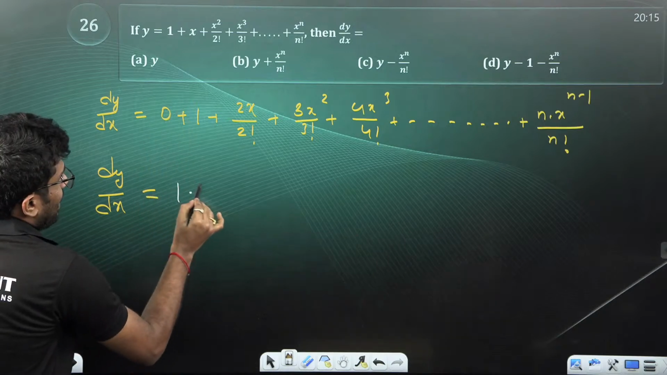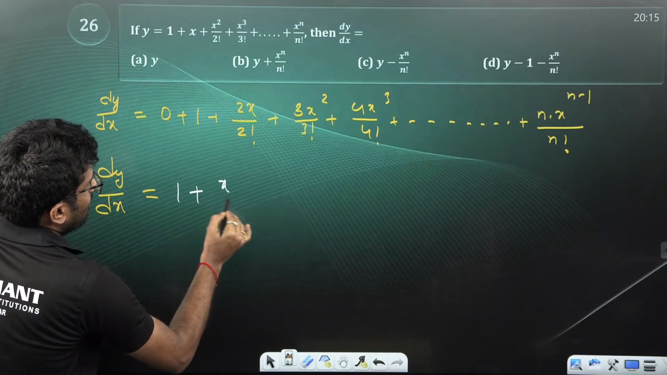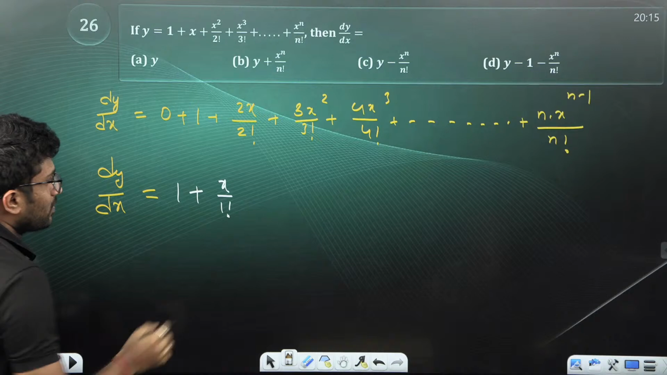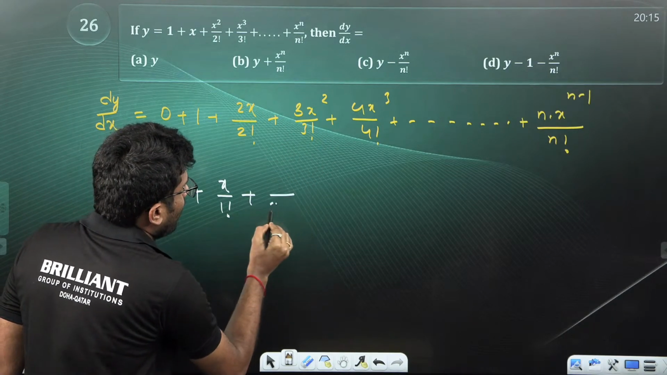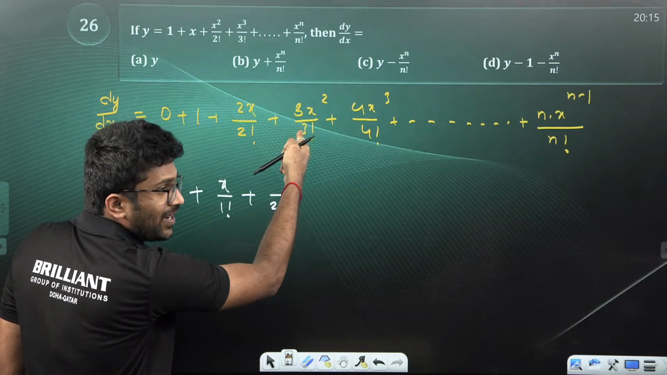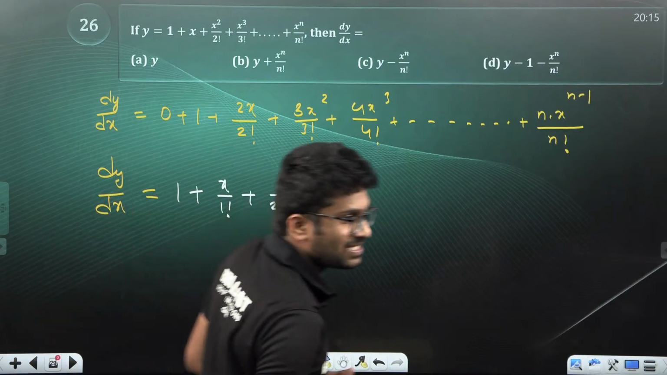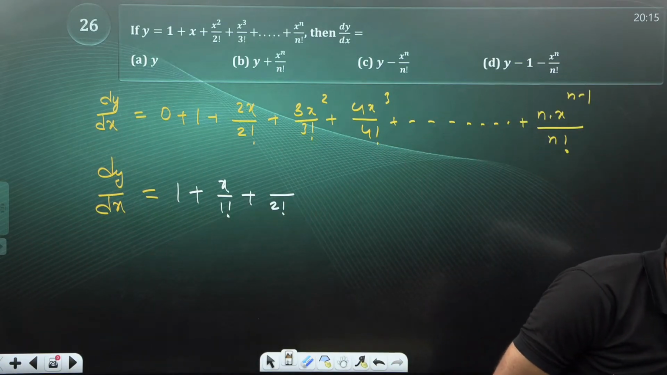Now 1 plus 2x by 2 factorial can be written as x by 1 factorial. Plus 3x, see 3 by 3 factorial is 2 factorial. 3 by 3 factorial means 3 into 2 factorial. 3 gets cancelled.